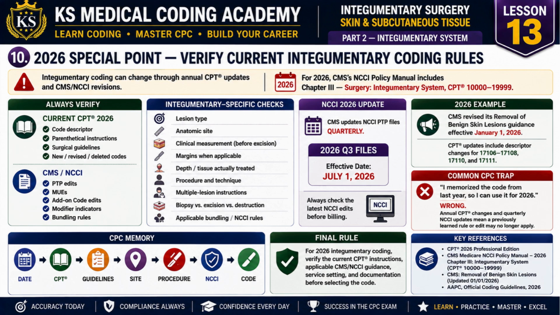Your CPC memory sequence is: date → CAPTAIN → guidelines → site → procedure → NCCI → CODE. The final rule is: for 2026 integumentary coding, verify the current CAPTAIN instructions, applicable CMS, NCCI guidance, service setting, and documentation before selecting the code.